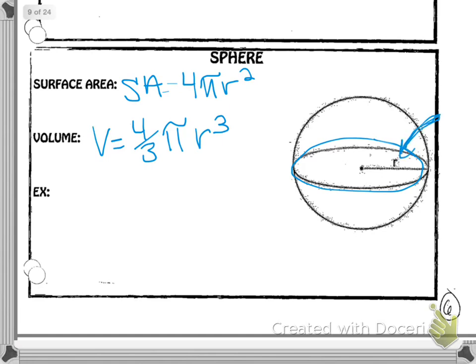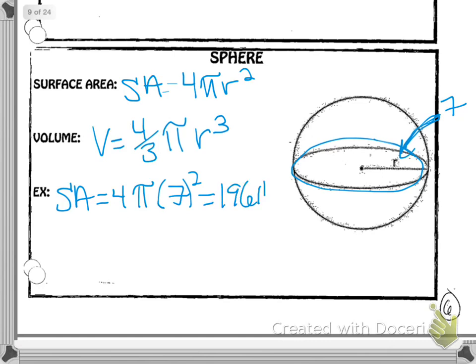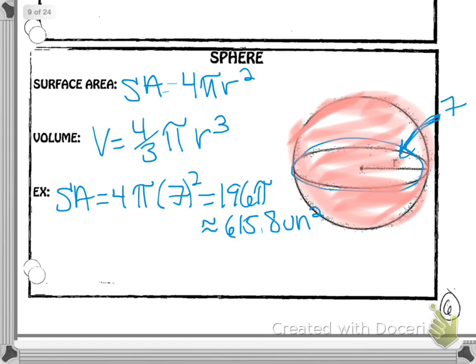So the only value you need to know to calculate anything with a sphere is the radius. Let's say it's 7. Your surface area is going to be 4 pi times 7 squared. So we have 49 times 4, or 196 pi. And if you multiply it out, that's about 615.8 units squared. And that's the distance all the way around the sphere, covering all the sides.